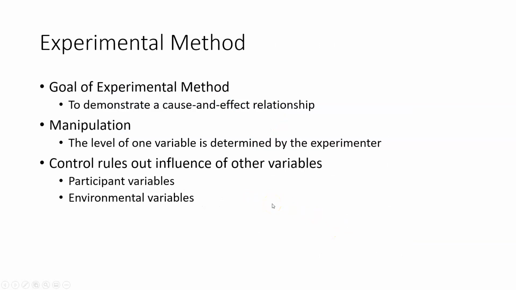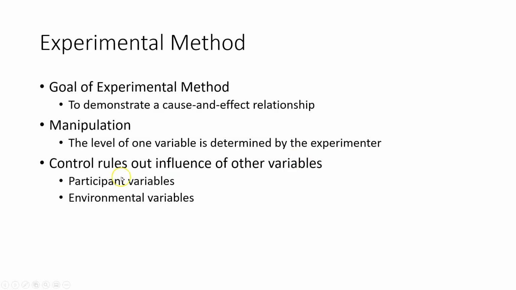The goal of an experimental method is to demonstrate a cause and effect relationship. Experiments are one type of this second data structure. In order to have an experiment, you have to have two things. You have to have manipulation and control to rule out alternate explanations. So when you manipulate something in an experiment, you decide one of those variables, the grouping variable. So the experimenter will take people and assign them to one condition or another condition.